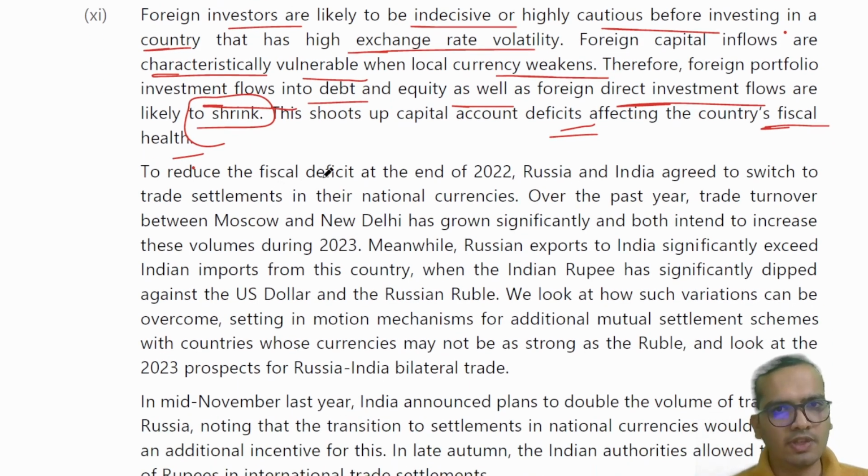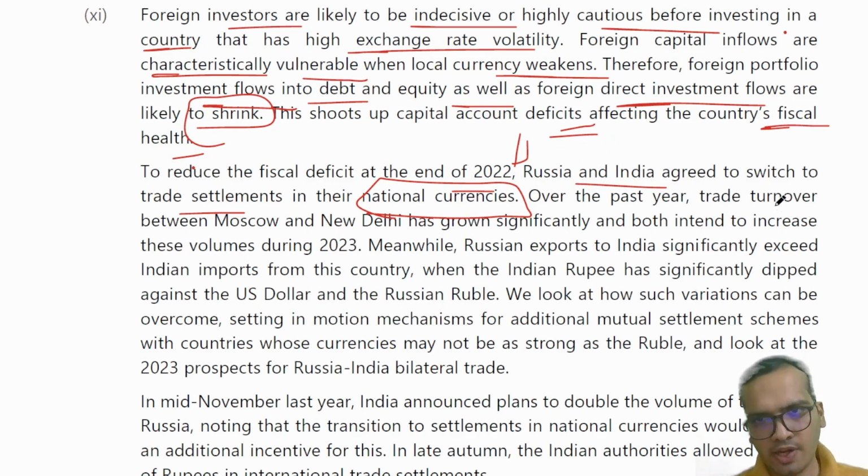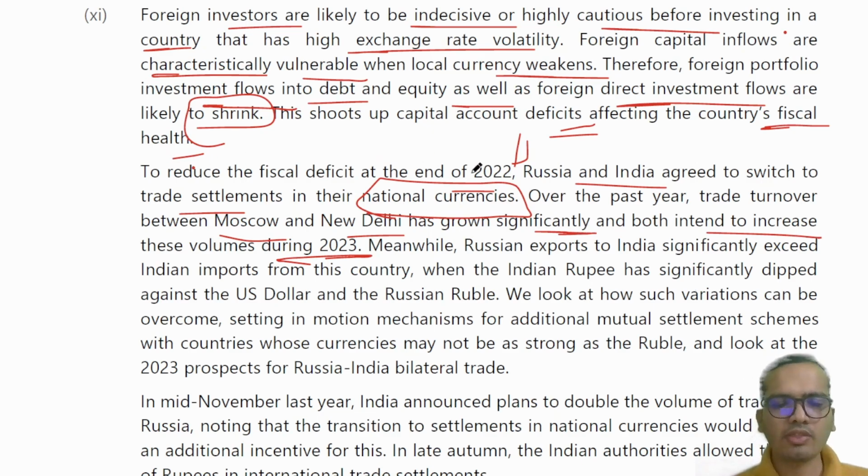To reduce the fiscal deficit at the end of 2022, Russia and India agreed to switch to trade settlement in their national currency. क्यों, तो इससे फॉरेन रिस्क कम होता है. अभी करंटली डॉलर्स में सेटल कर रहे हैं तो डॉलर का एक्सचेंज रेट का इम्पैक्ट हो रहा था, पर अगर हम उनके ही अदर दैन डॉलर में ट्रेड करेंगे तो इम्पैक्ट थोड़ा कम होगा, मे बी इन इंडियन रुपीज़ और डॉलर्स. Over the past few years, trade turnover between Moscow and New Delhi has grown significantly, and both intend to increase their volume during 2023.